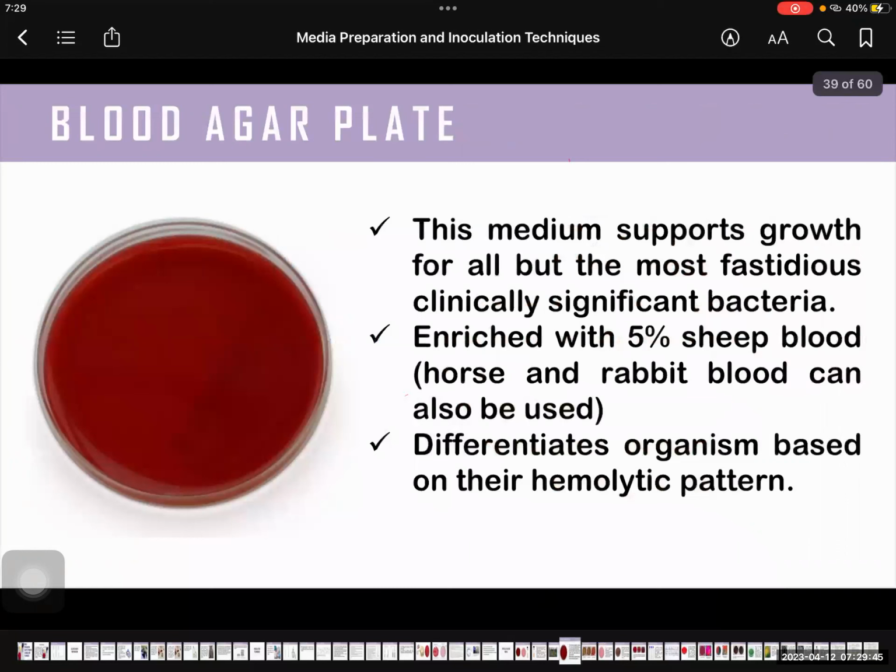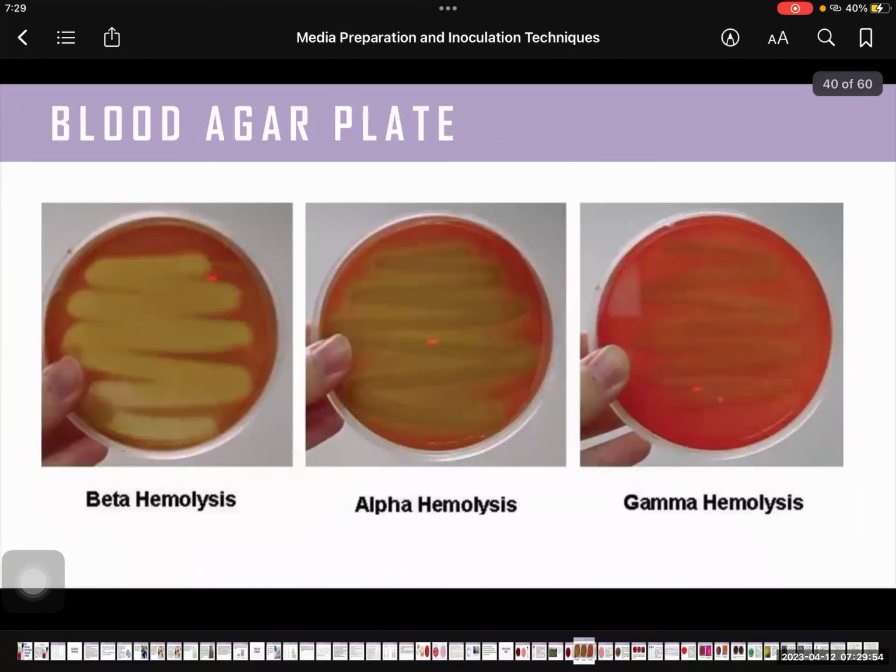Okay, blood agar plate. What identity or what descriptive characteristic can we tell using blood agar plate? It is the hemolysis. So, pwedeng beta, alpha, or gamma. And this is usually used to describe or differentiate what type of organism.